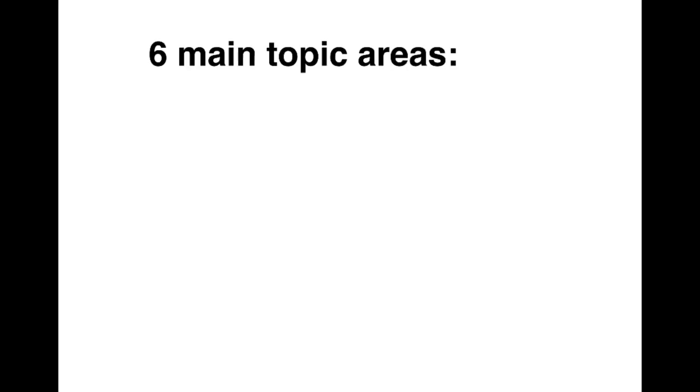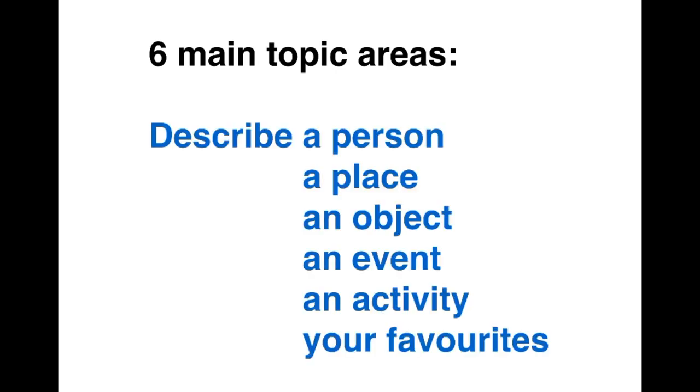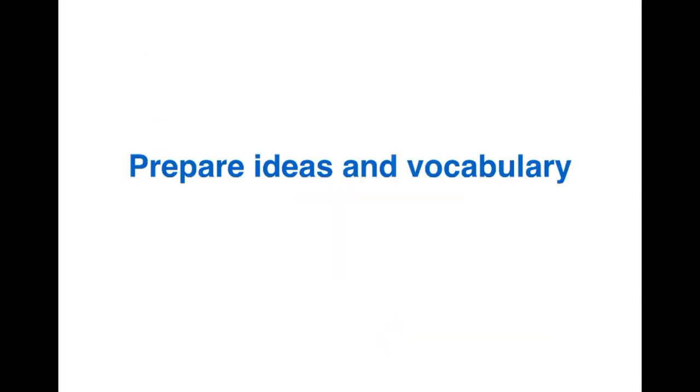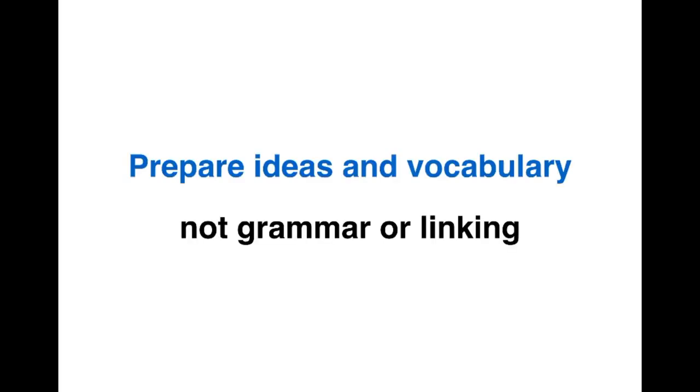In these lessons for IELTS Speaking Part 2, we've been looking at 6 main topic areas that I think you should prepare for. These are: describe a person, place, object, event, activity, and favourites. And in this lesson, we're going to look at the topic Describe an Object. Remember, our focus is on preparing ideas and vocabulary, not grammar or linking.